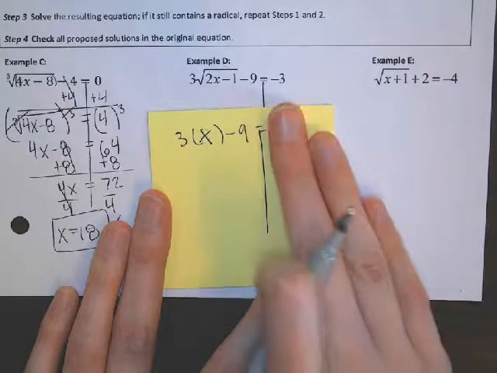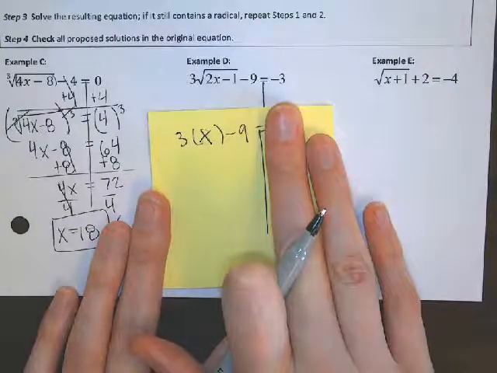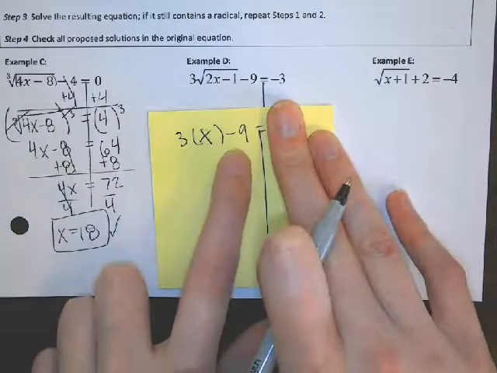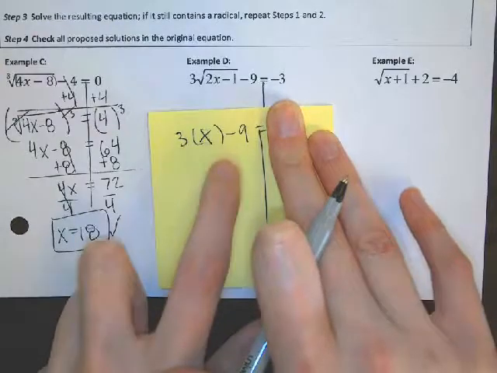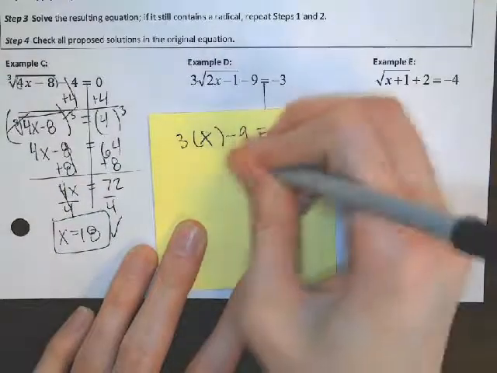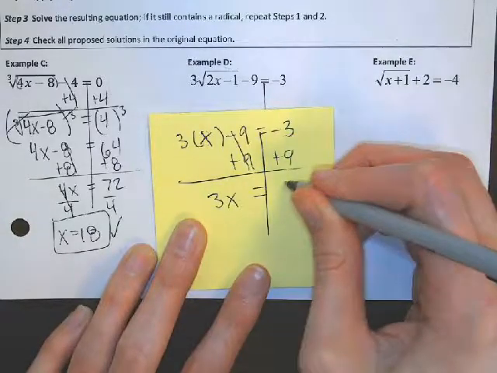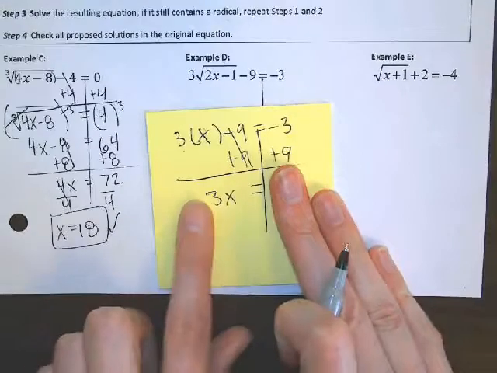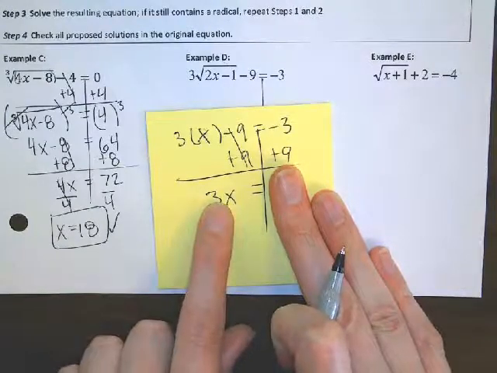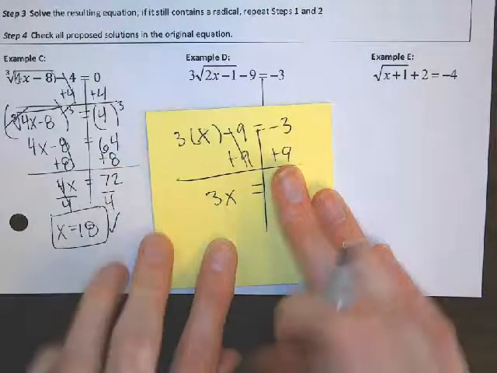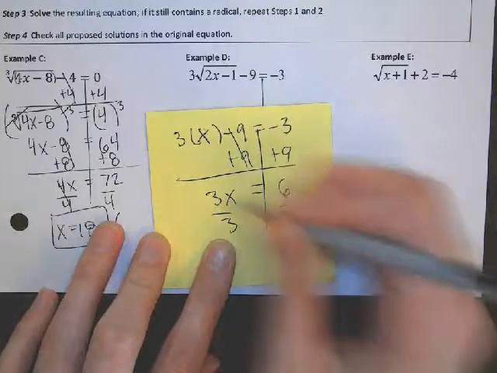I cover it up. What's furthest from X? The 9, because it's not attached to it. So how do I get rid of the minus 9? You would add 9, right? And then we would get 3x equals 6. And then I cover the 6 up. If the 3 is attached, that means that it's multiplying. So how would I get rid of that? Divide by 3. So you understand the steps.